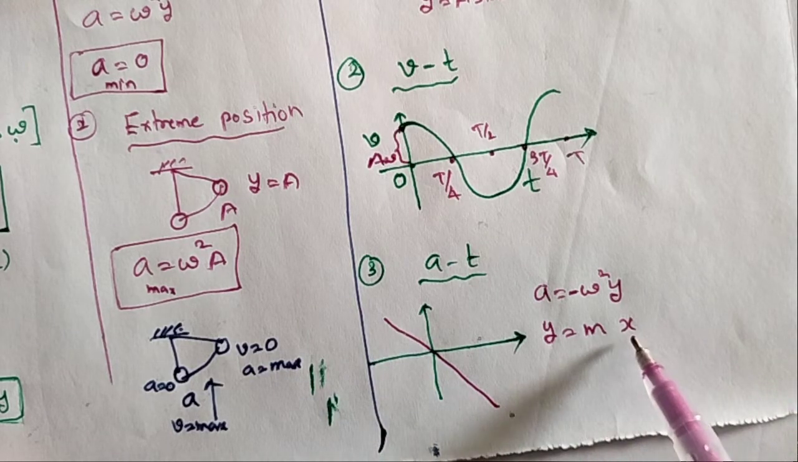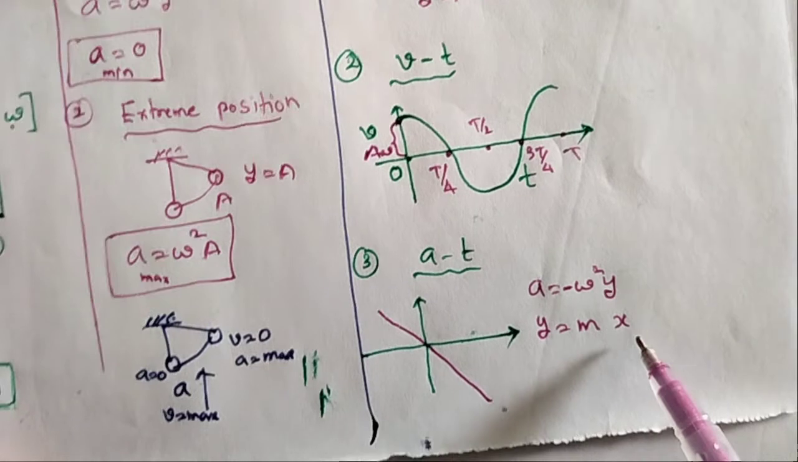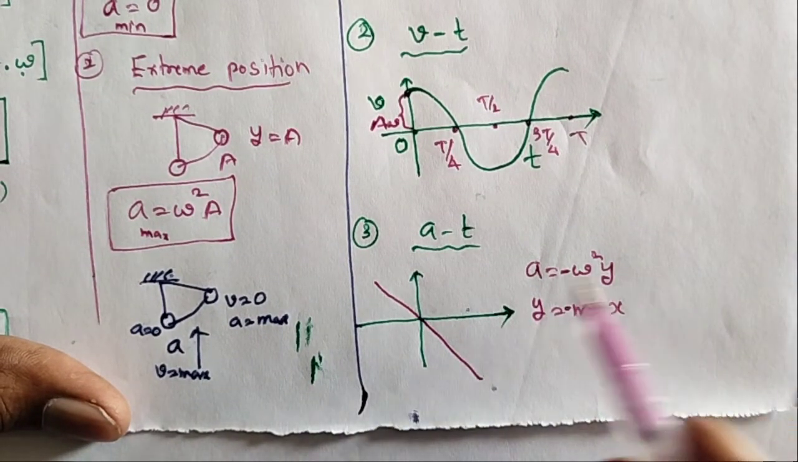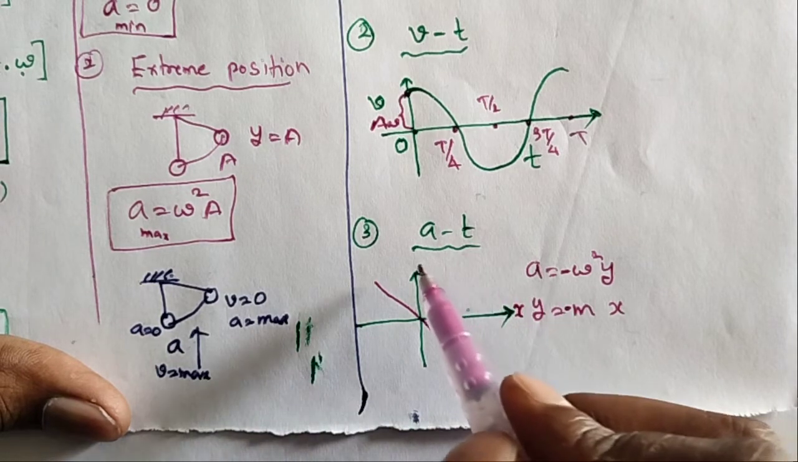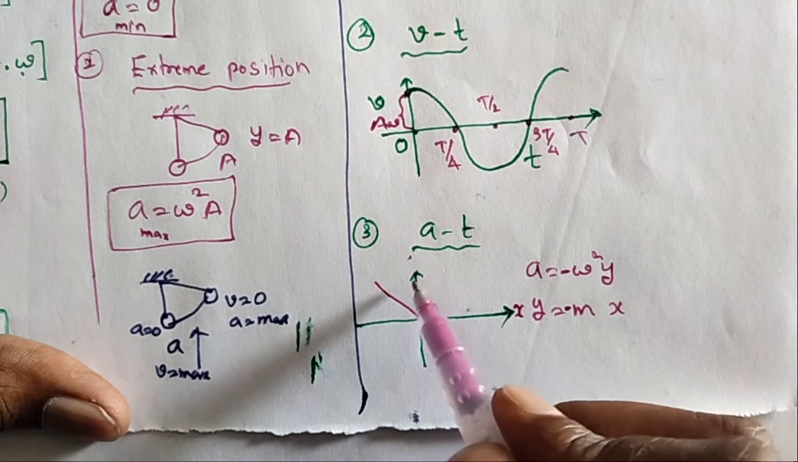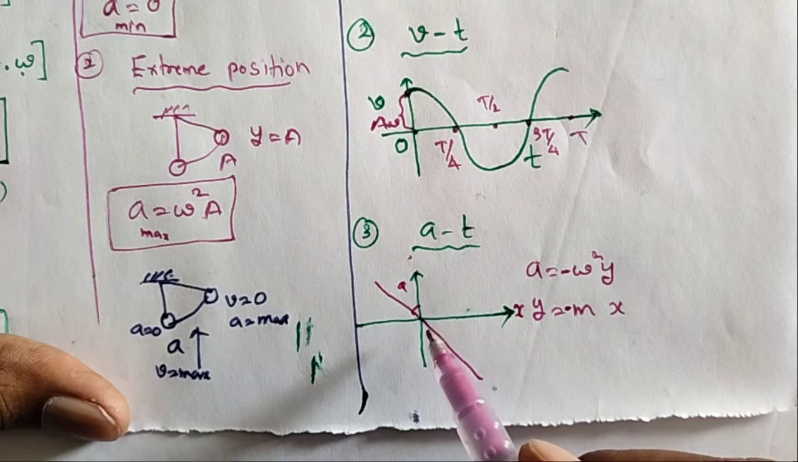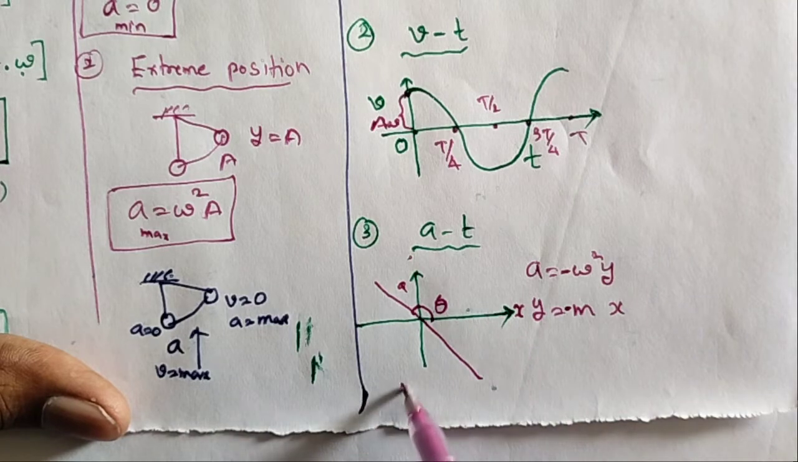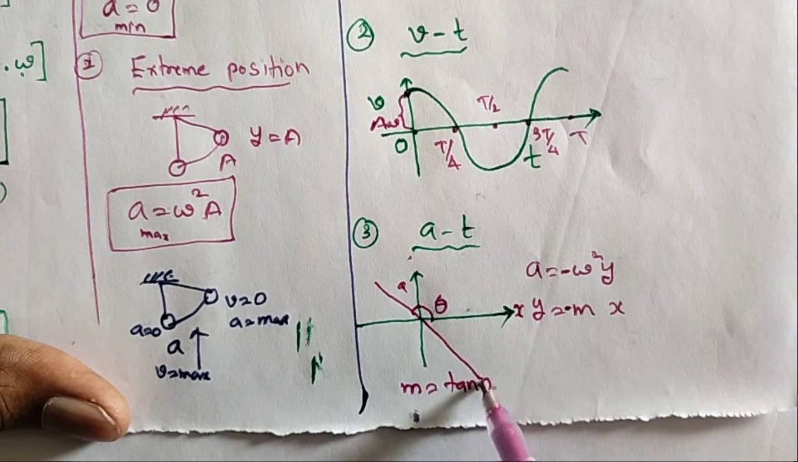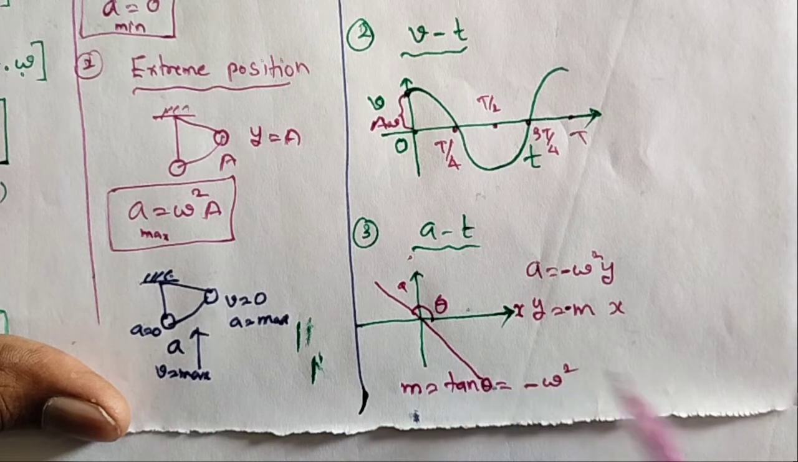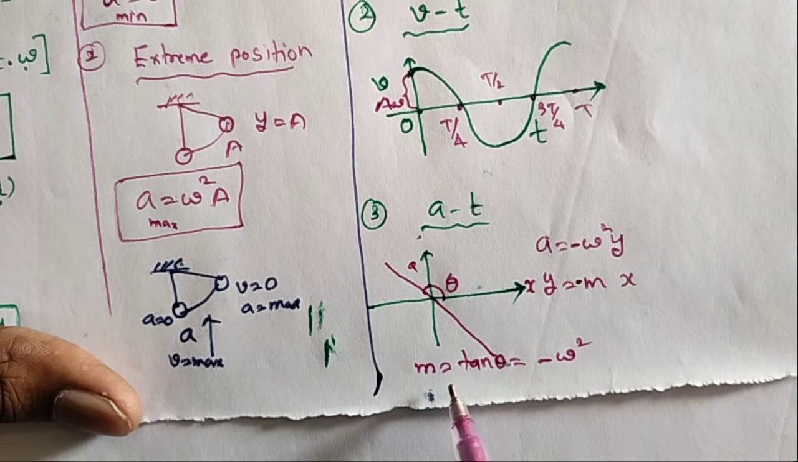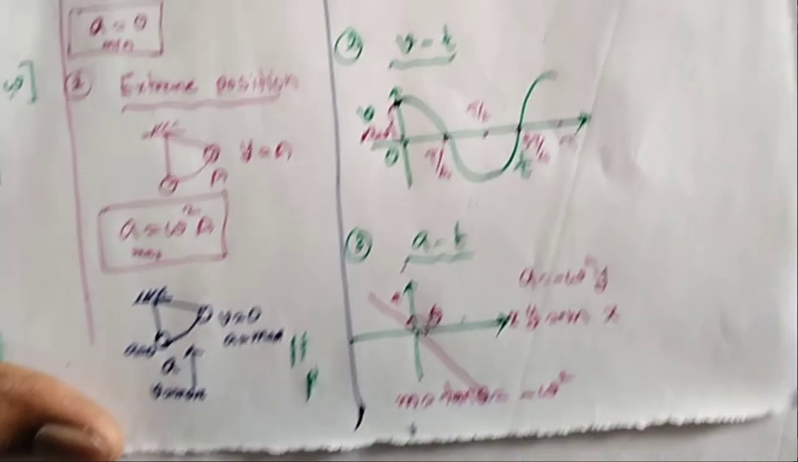Y is equal to mx, we know that very well. It is a line passing through the origin, with the negative sign here. This is x, this is the acceleration a, making an angle theta. Here the slope m is equal to tan theta, which is equal to minus omega square. Sometimes an acceleration and time graph is given, and to calculate the slope, m is equal to tan theta, which is equal to minus omega square. This is the acceleration and time graph.